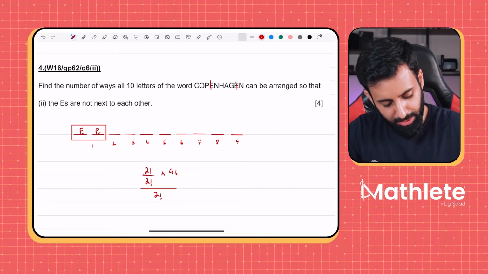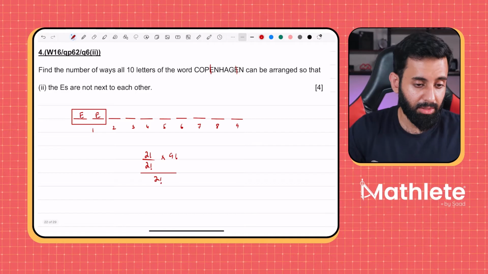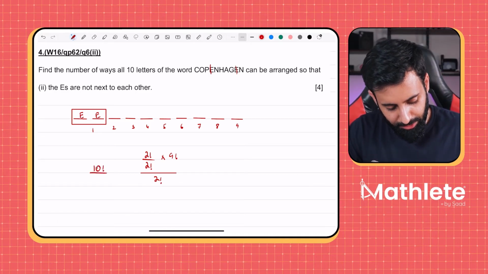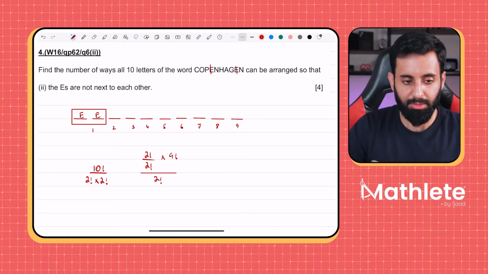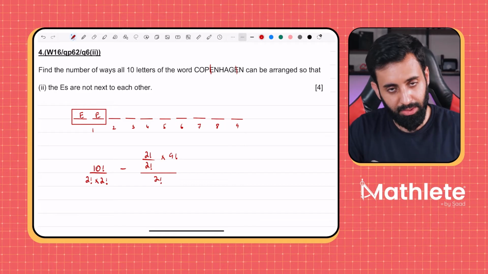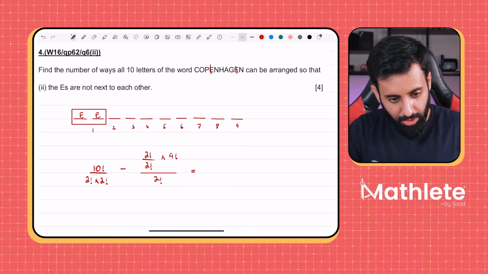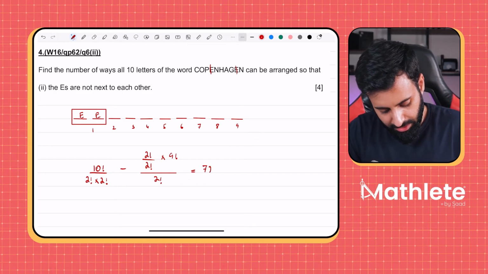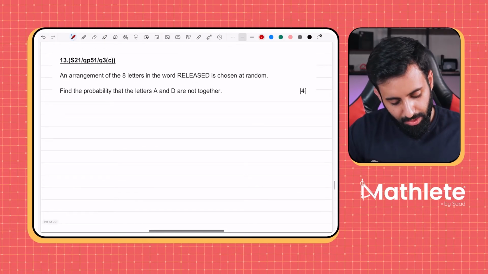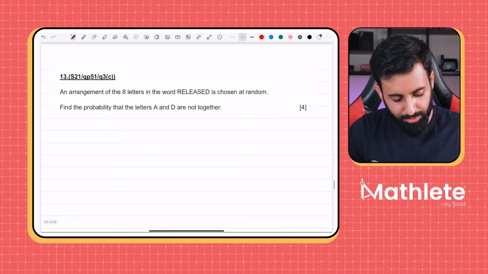Now what we have to do is subtract the number of ways they're together from the total, and the way to work out the total would simply be 10 factorial. Because we have 10 letters, divided by 2 factorial because of the 2 N's, and also divided by 2 factorial because of the 2 E's. Okay, so total means without any restrictions, just like how you would solve any other question that we've done in the beginning. So if you work this out and do it correctly, you get 725,760, which is the correct answer.